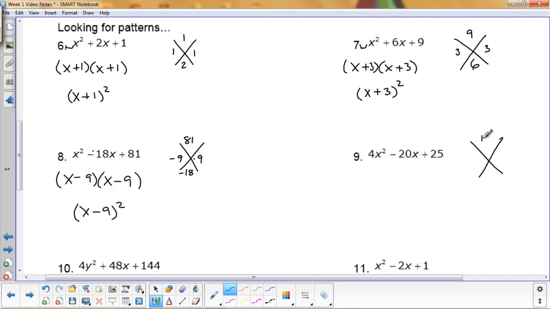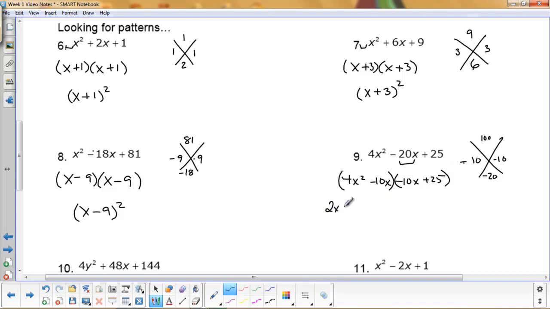So 4 times 25 is 100. That's A times C. And we're doing negative 20. So that's going to be 10 and 10, both negatives there. So we'll go ahead and split that middle term, and that's going to be 4x squared minus 10x minus 10x plus 25.